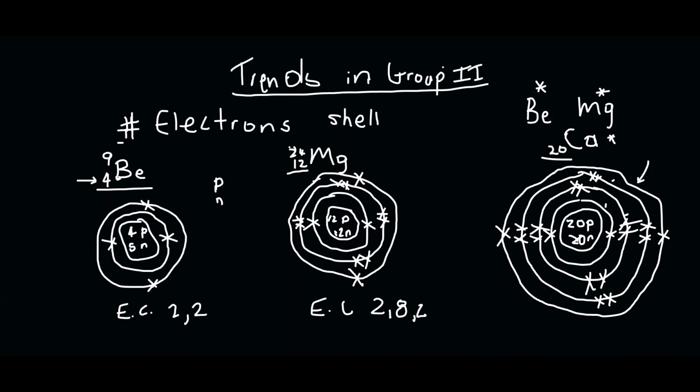Alright, so based on what you're seeing right now, are you seeing any trend as it relates to these elements that we see in group 2? So the EC for this would be 2882. Yeah, are you seeing any trend? Like what exactly? Down the group. Yeah, go ahead.